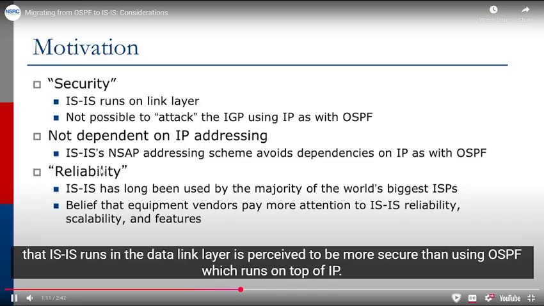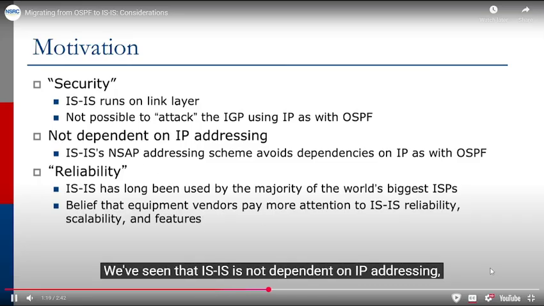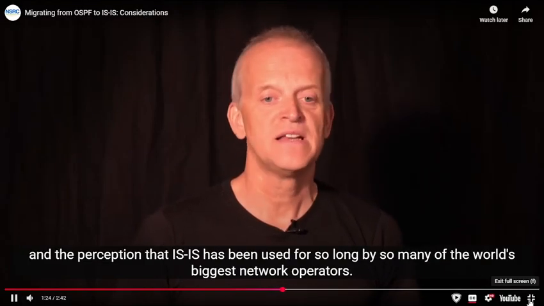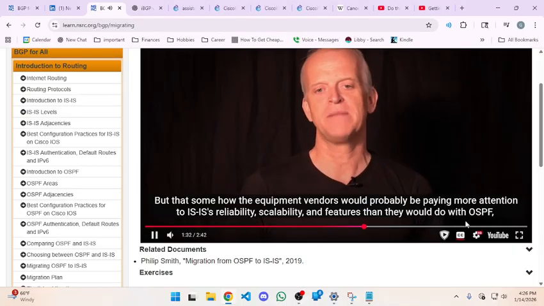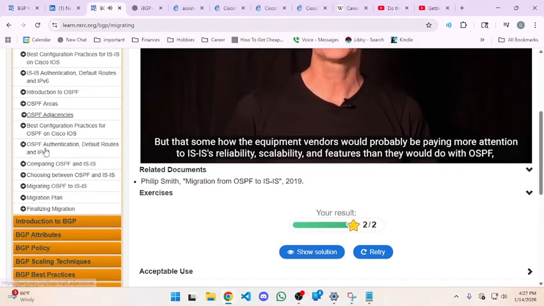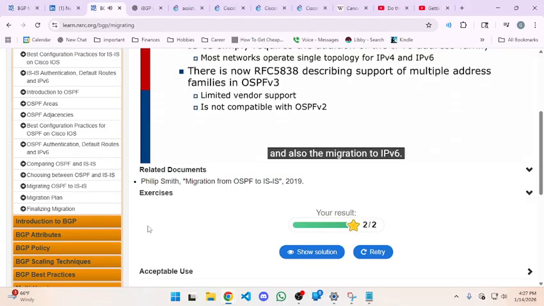That ISIS runs in the data link layer is perceived to be more secure than using OSPF, which runs on top of IP. We've seen that ISIS is not dependent on IP addressing. And there's the perception that ISIS has been used for so long by so many of the world's biggest network operators that the equipment vendors would probably be paying more attention to ISIS reliability, scalability, and features than they would to OSPF. And also the migration to IPv6.